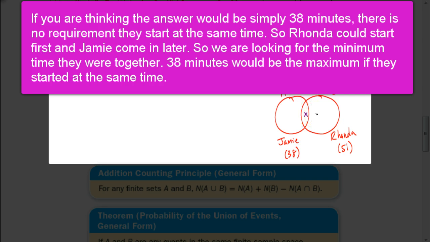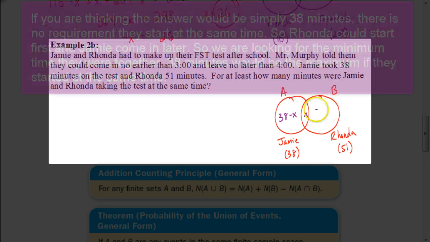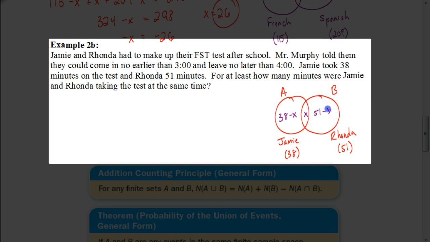So to figure out how much time just Jamie took on her own without Rhonda being in the room, that would be 38 minus x. The time that Rhonda spent taking the test when Jamie wasn't in the room would be 51 minus x. And so again, our goal is to figure out what x is, which will represent the number of minutes that they both took the test at the same time.